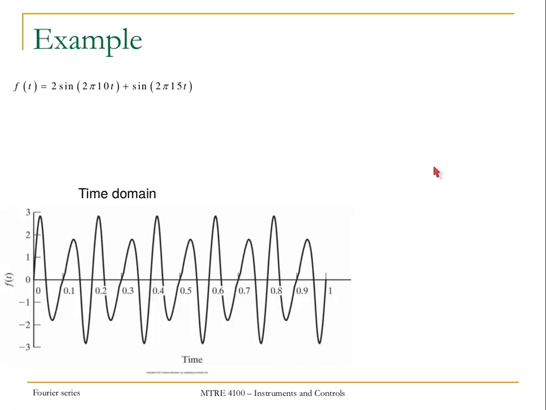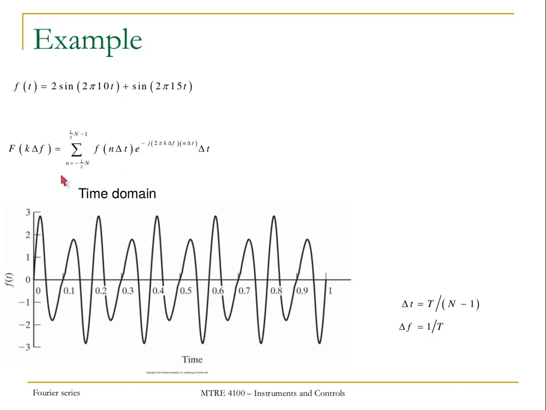Let's look at an example. Say we have an original signal that comprises these two sine functions. Here we have 2 times sine of 2 pi times 10t. So the frequency of this one is 10, and the frequency of this is 15. And this is what it looks like plotted in the time domain.